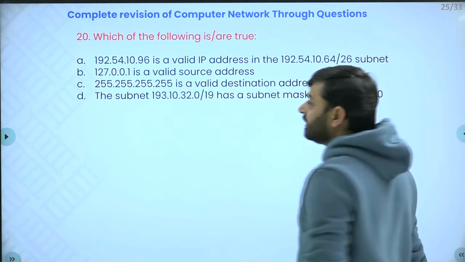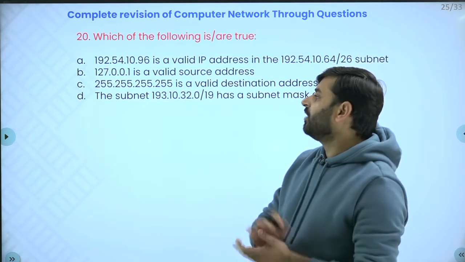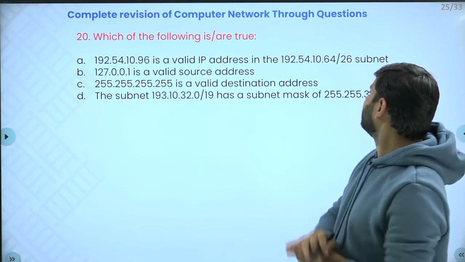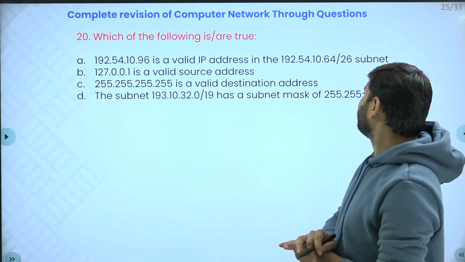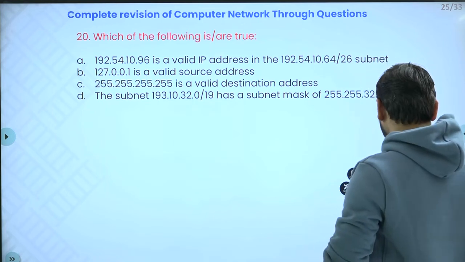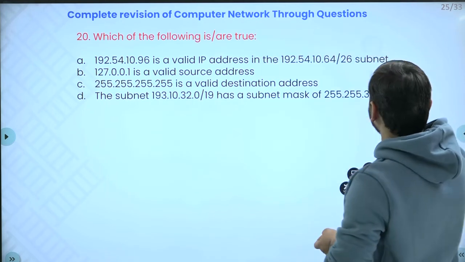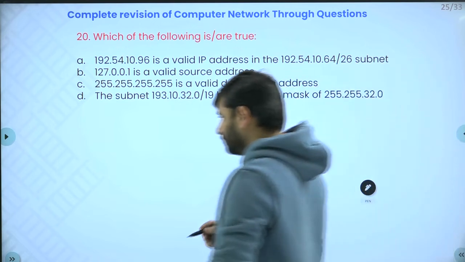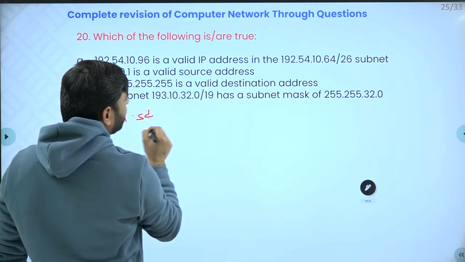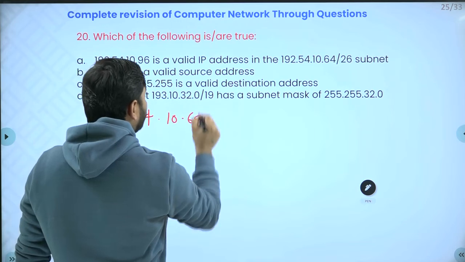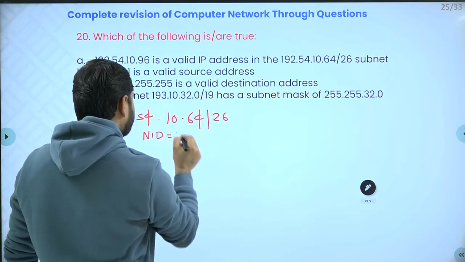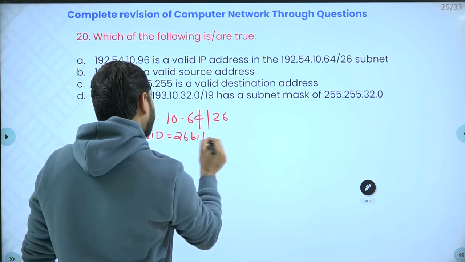Are you getting my point or not? Yes sir, definitely. Which of the following is true? Which is a valid IP address in this 192.54.10.64/26 subnet? Okay. If they are asking that, we have to find it, because the network ID is given here: 192.54.10.64, and the slash number is given, 26 bits. Slash 26 means the network ID is 26 bits. So we can easily find the range here.